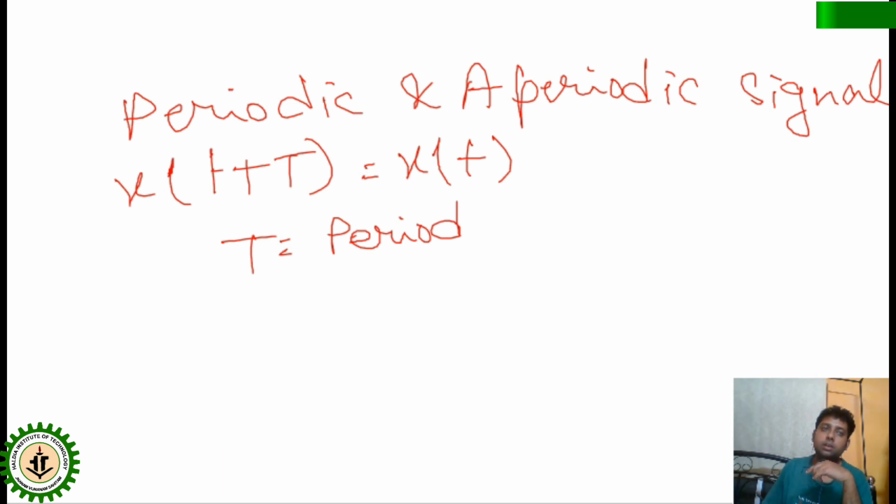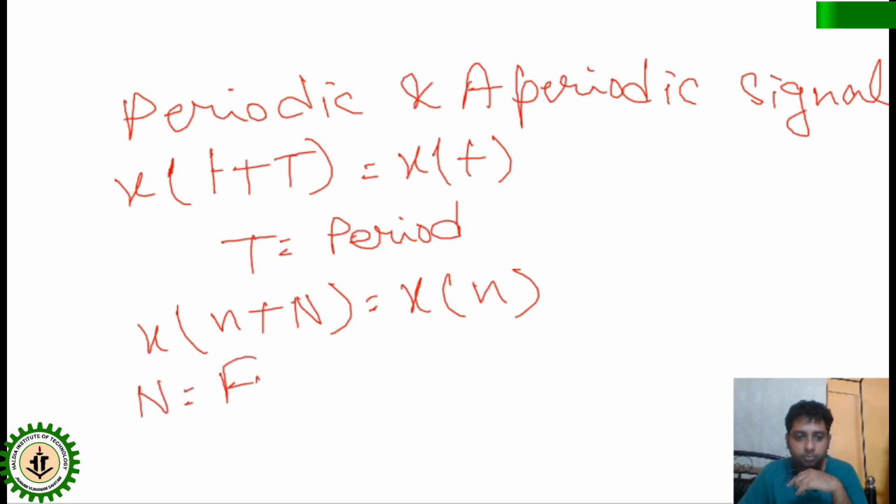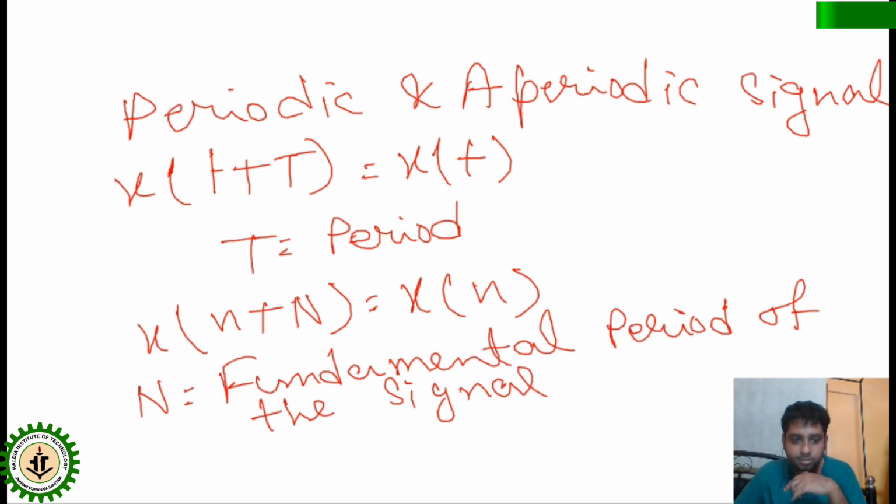In the same way, in the discrete domain, we can write this expression this way, that is x of n plus capital N is equal to x of n, where capital N is called the fundamental period of the signal. Where capital N must be an integer.